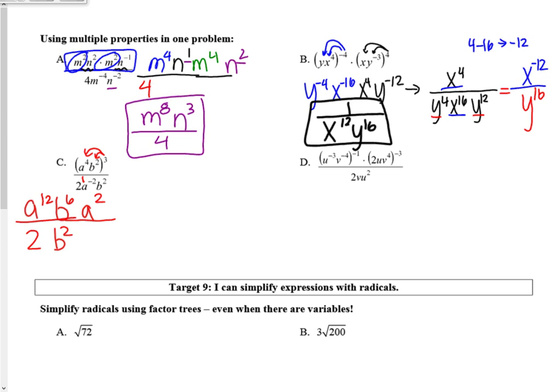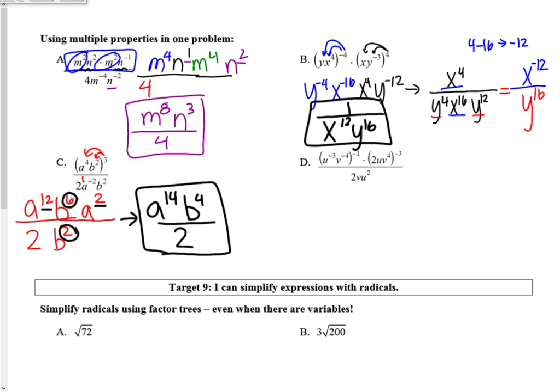One more step of simplifying. I have a to the 12th and a squared. We're multiplying in the top, so I have a to the 14th. I have b to the 6th and b squared. It's division, so we subtract. 6 minus 2 is 4. So I have b to the 4th. Remember, that always ends up in the numerator. And then I have this 2 in my denominator, so it's all over 2.